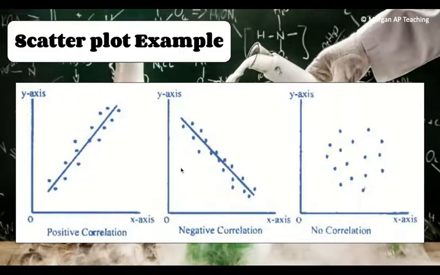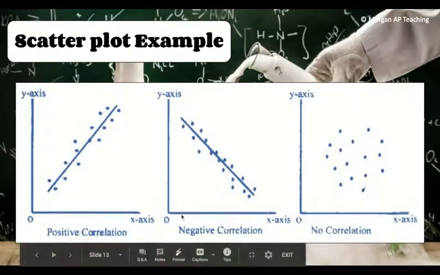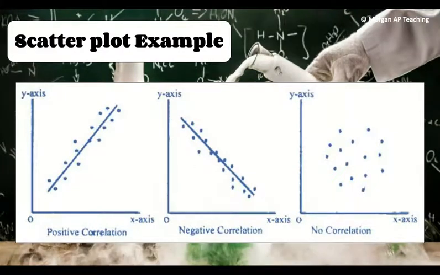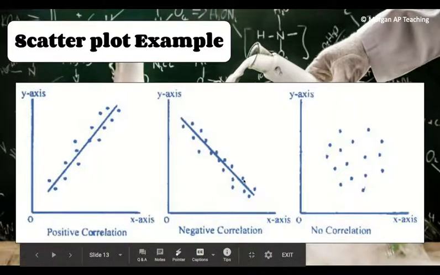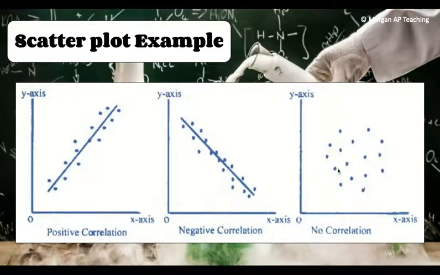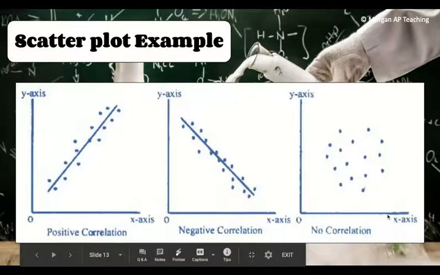The negative correlation could be something like age of a car and price of a car. As the age increases, the price decreases. So that's a negative correlation. Those are going in opposite directions, so it moves down and to the right. Then on the right, we could have IQ and shoe size. It's not correlated because they're all over the map. Some people with higher IQs have bigger feet, some have smaller feet. Some with lower IQs have bigger feet, some have smaller feet.